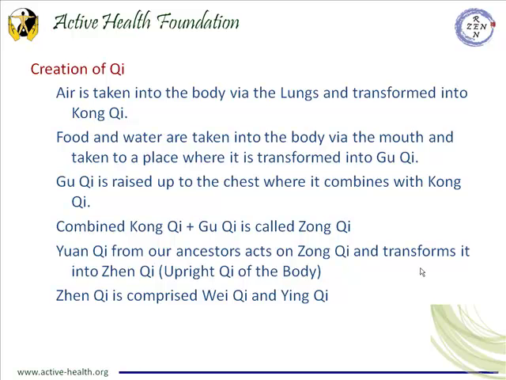Yuan qi, which we receive from our ancestors, I suppose a way of looking at that would be the DNA, the genetic blueprint of every human being and every cell and tissue we have in our bodies. This yuan qi acts on the zong qi and transforms it into zhen qi, which is known as the upright qi of the body. And zhen qi is comprised of wei qi and ying qi. And it's wei qi and ying qi that we stimulate when we tuina the points on the body.